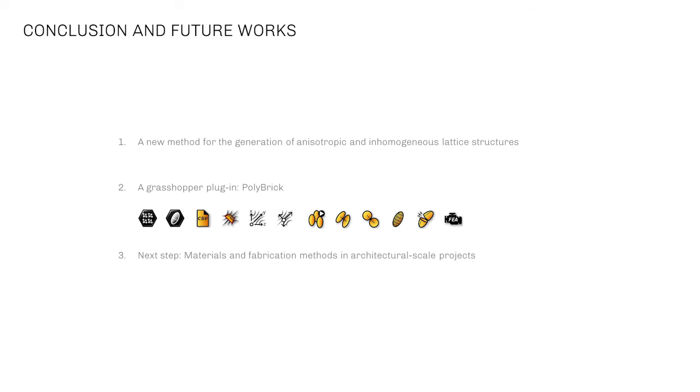As a conclusion of this paper, a new computational method based on ellipsoid packing is proposed and evaluated for the generation of anisotropic and inhomogeneous lattice structures. A Grasshopper plugin is also formalized and will be available soon for designers to use. For the next phase, additional research on material and fabrication will be performed to leverage this method in architectural projects.